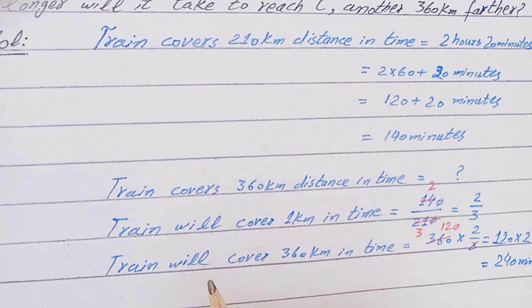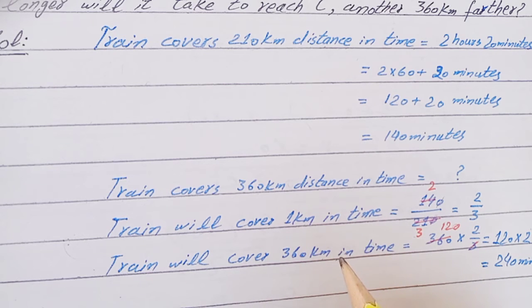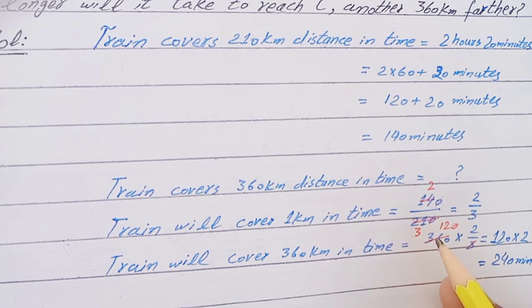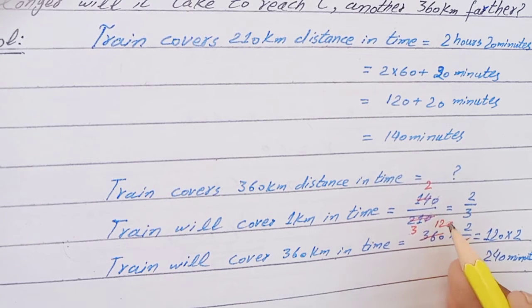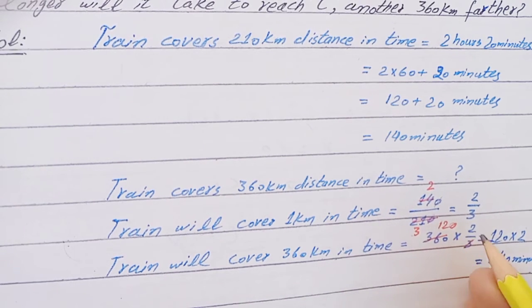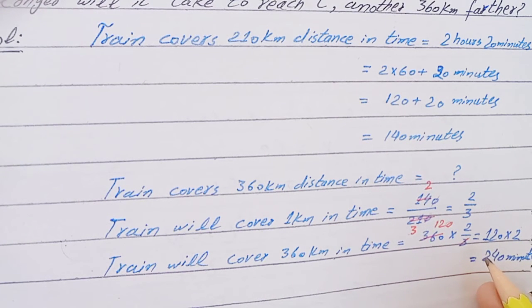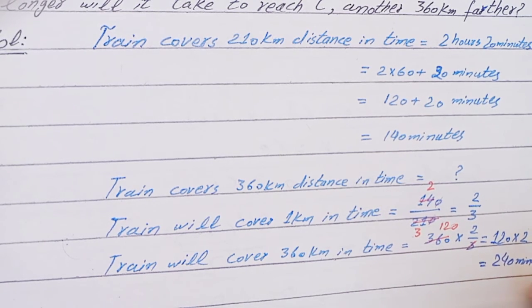So we will find the time the train will take to cover 360 kilometer. To find the time for 360 kilometer, we will multiply with 360. 360 multiply 2 by 3. This 3 is cancelling with this. 3 1s are 3, 3 1s are 3, 3 2s are 6, 0 will be as it is. That is 120 and that is 2. 120 multiply 2 is equal to 240 minutes.